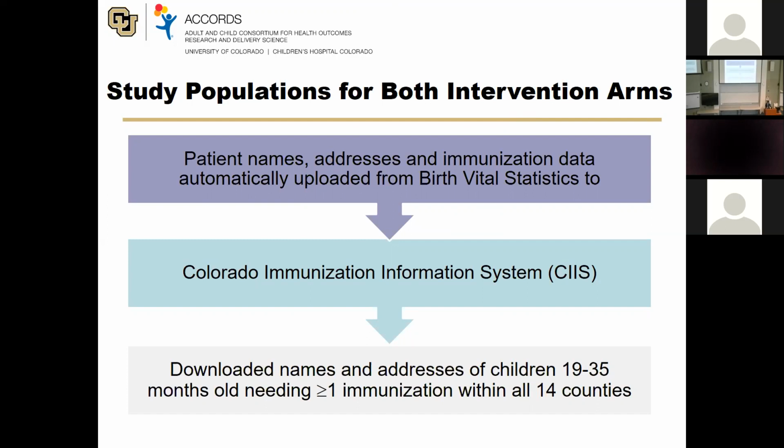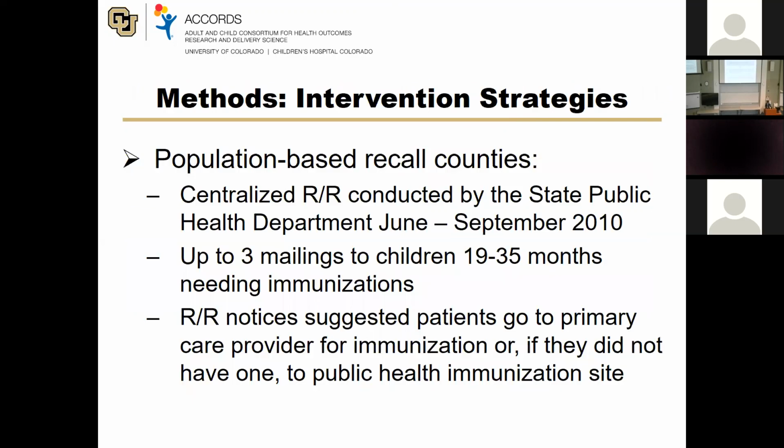months that appear to need one or more immunization according to the IIS. Again, imperfect because not everybody's records are completely up to date in the IIS. So I'm pointing out the pragmatic aspects of this trial. In the population-based recall counties, there was centralized reminder recall conducted by the state public health department. They sent up to 3 mailings to children in these age groups that needed immunizations. The notices recommended they go to their primary care provider, or if they did not have one, they gave information about the appropriate public health site.